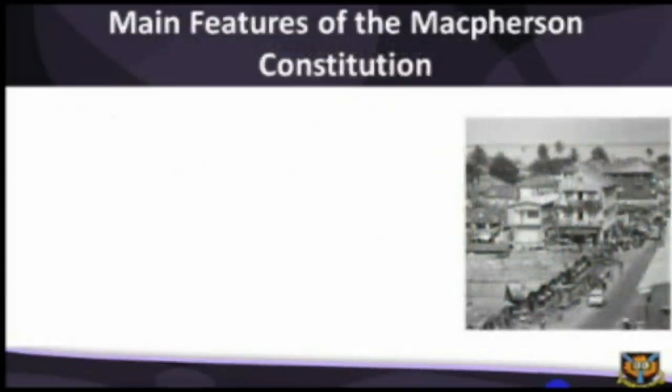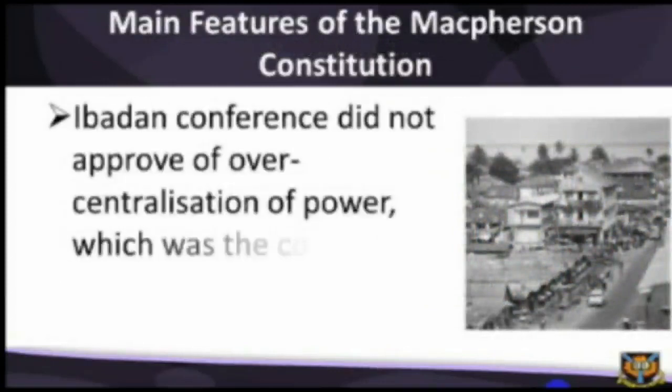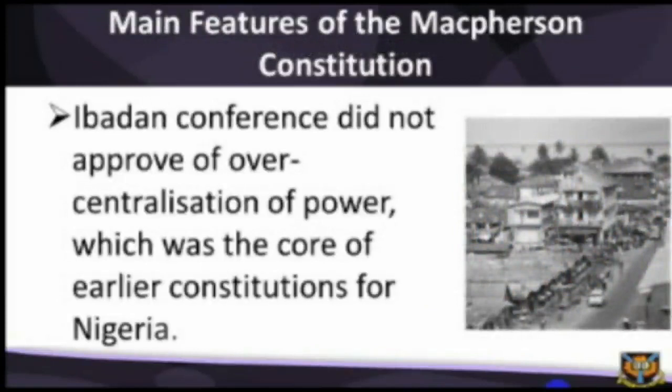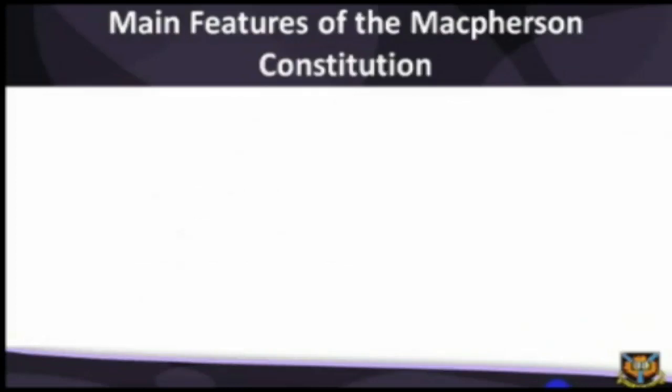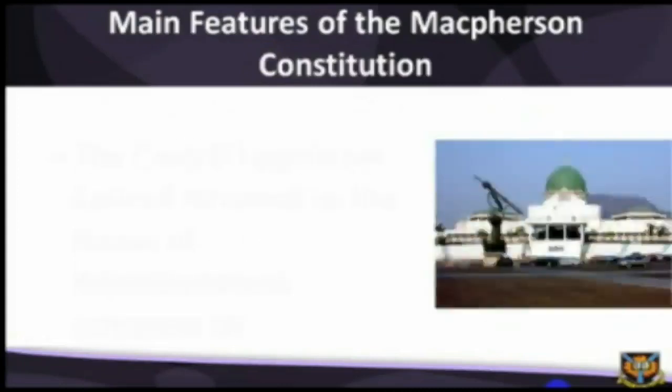Main features of the Macpherson Constitution. First and foremost, the Ibadan Conference did not approve the over-centralization of power, which was the core of earlier constitutions for Nigeria. The constitution established a central legislature and a central executive for the whole country.